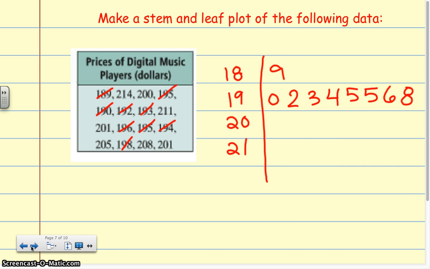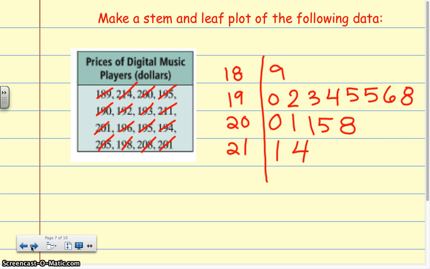Okay, and now in my 200s, it looks like I have a 200. Looks like I have a 201, another 201. I have a 205. I have a 208. And then in my 210s, I have a 211 and a 214.